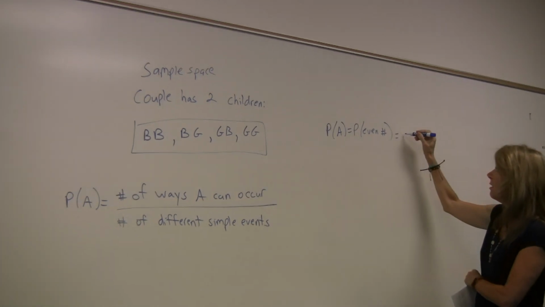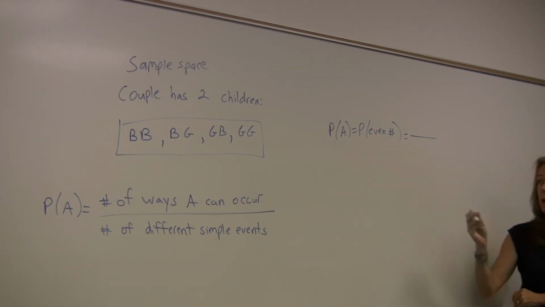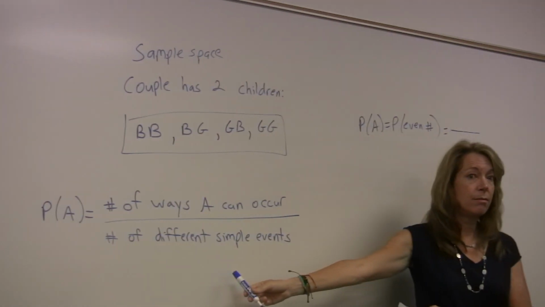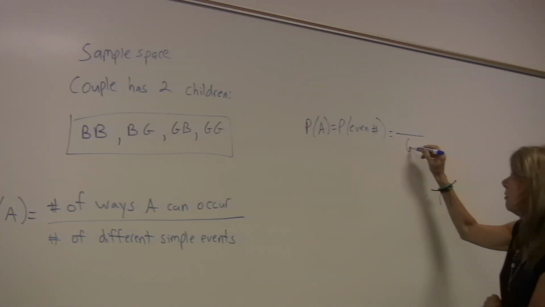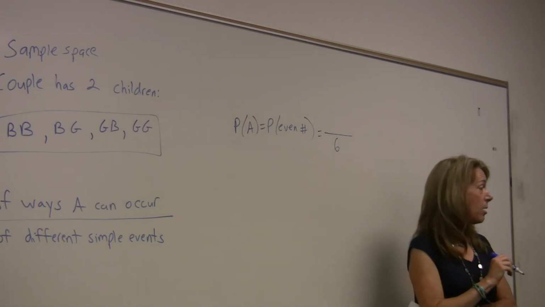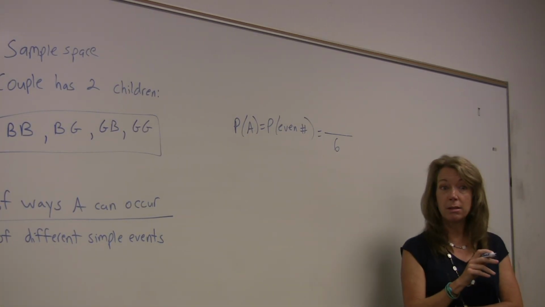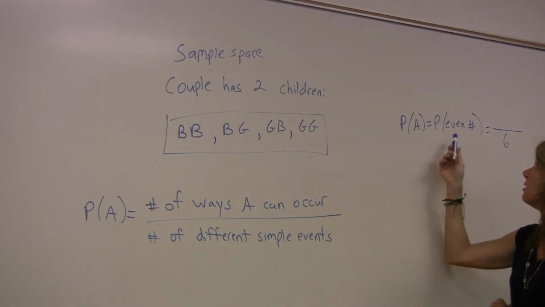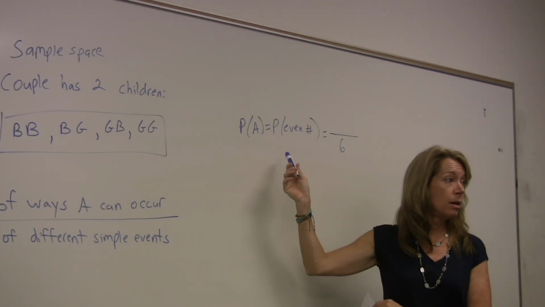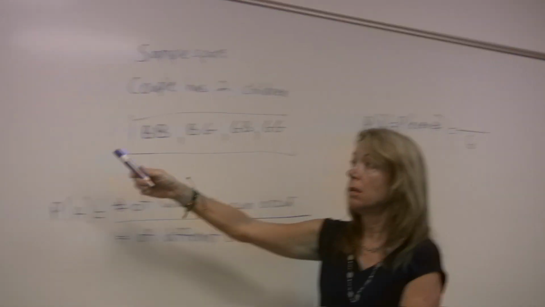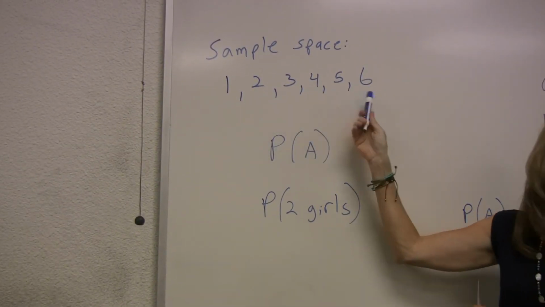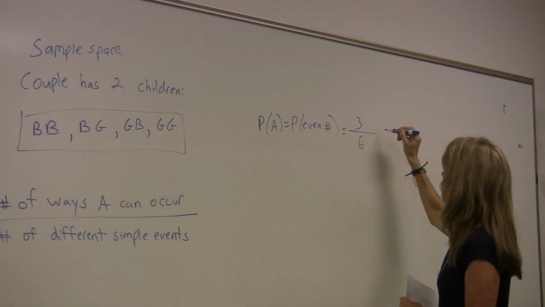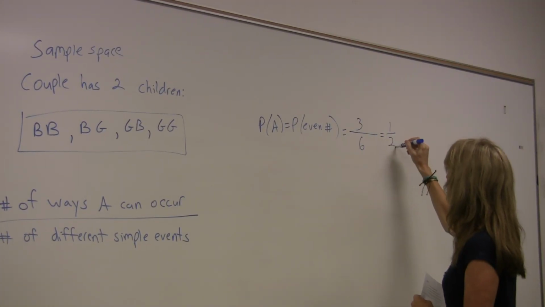I like to always start with the bottom. How many different simple events are there when I'm rolling my die? 6. There's 6 total. That's always your denominator, all the different things that could happen. And the top is the number of ways that A can occur. So the number of ways I can get an even number. 3. There's 3 even numbers here, right? 2, 4, and 6. 3 out of the 6, which we would reduce to 1/2.